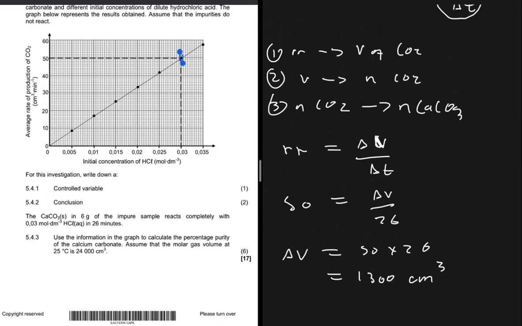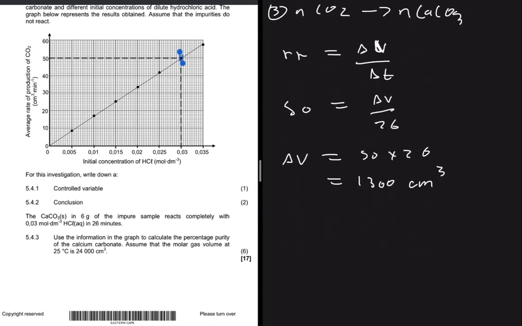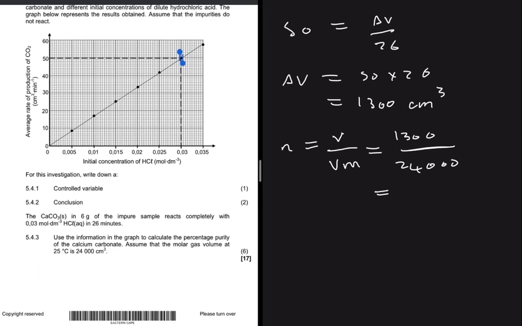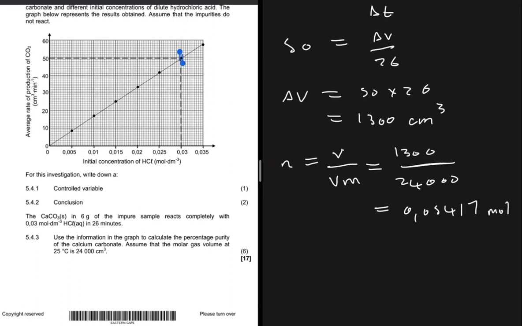The second step is now to determine the number of moles of CO2. And that is given by number of moles equals the volume divided by the molar gas volume, which is equal to the volume we just determined, 1,300, and the molar gas volume is 24,000. So we have 1,300 divided by 24,000, which gives us 0.05417 moles.